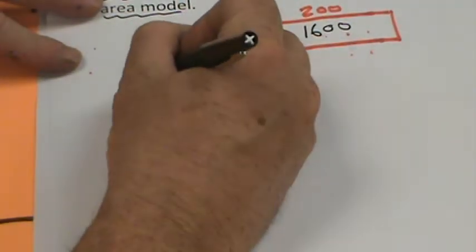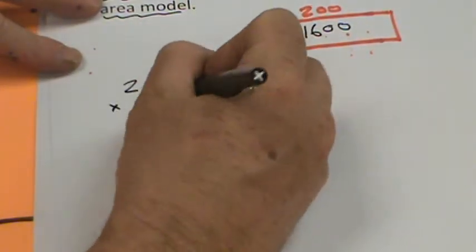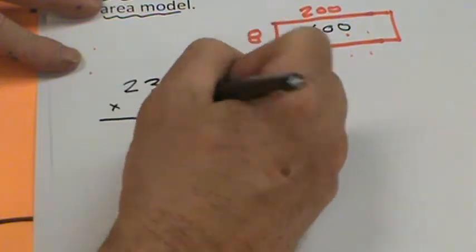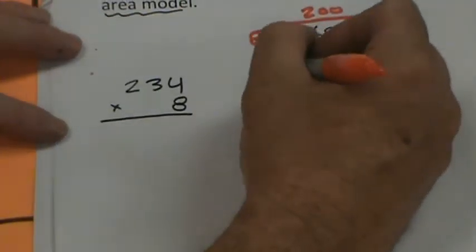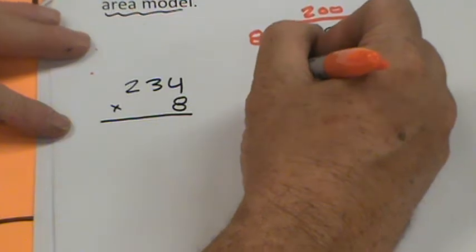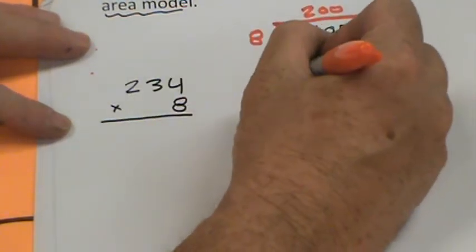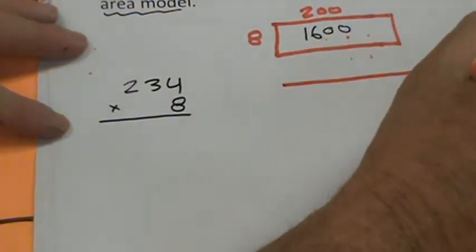Are you with me? We're with you, Mr. Leggett. So what we're going to do is 234 times 8. Okay? And now let's make an area model, not a tape diagram, so sorry. And we're going to add some stuff onto that. We have 234, it's not just 200, so we're going to go all the way out here.